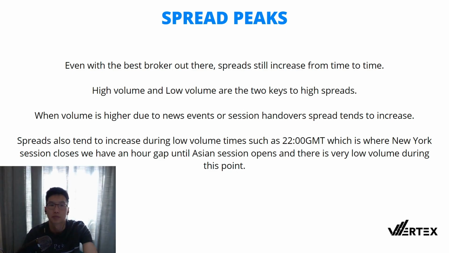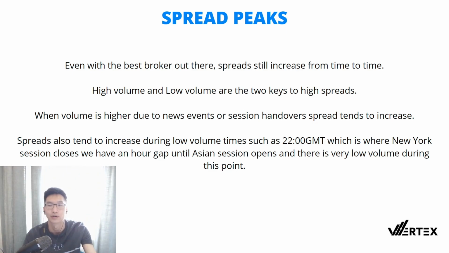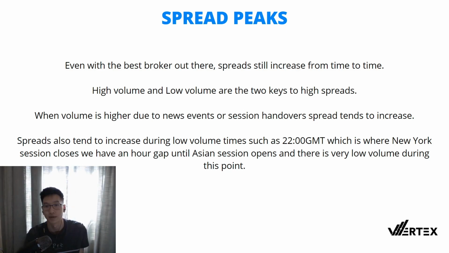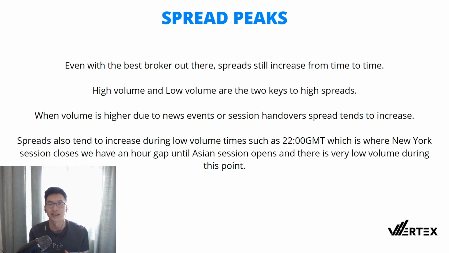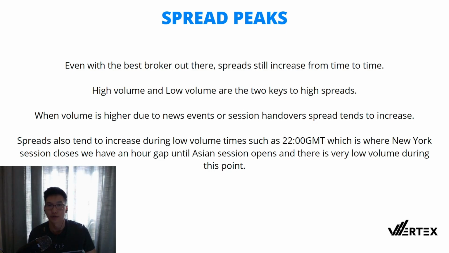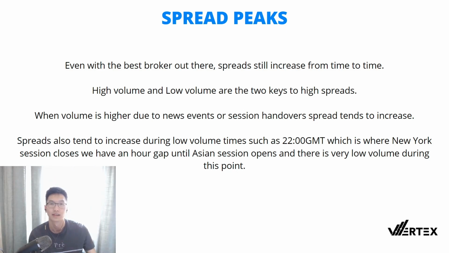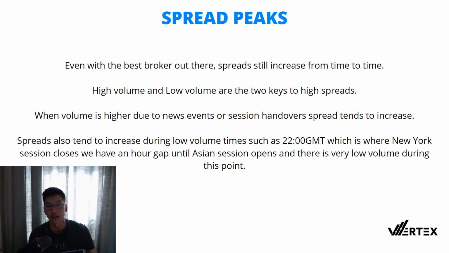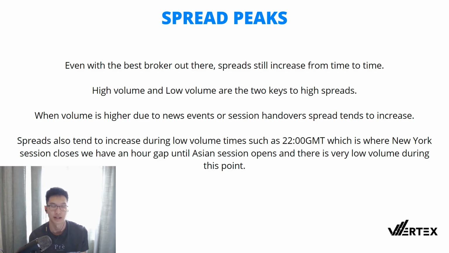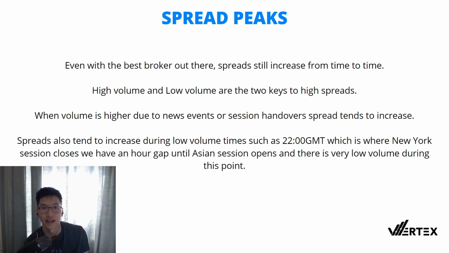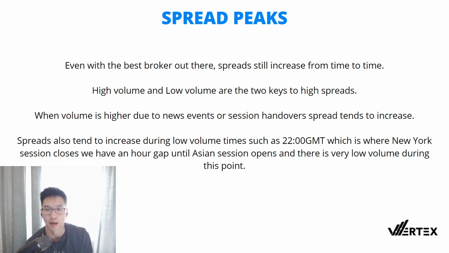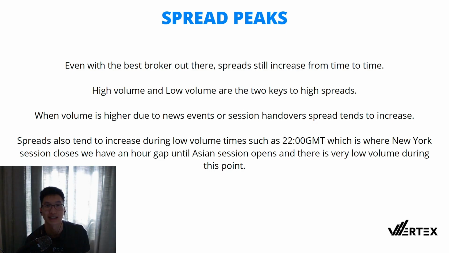Spread peaks: even the best brokers out there, spreads still increase from time to time. High volume and low volume are the two keys to high spreads. Now, I know they're complete opposites, but let me explain. When volume is higher due to news events or session handovers, spreads tend to increase. We tend to see this go from anywhere between 1 to 10 ticks up to anywhere between 50 and 100 ticks. It can increase massively during news events. This is why we tend to try and avoid it if possible, because it is really hard to make money and predict how the broker's going to react to the news.